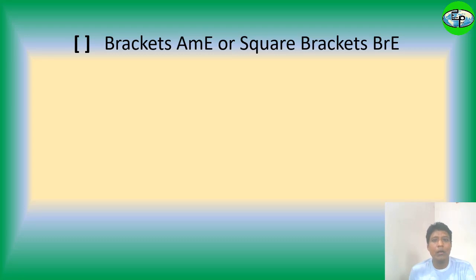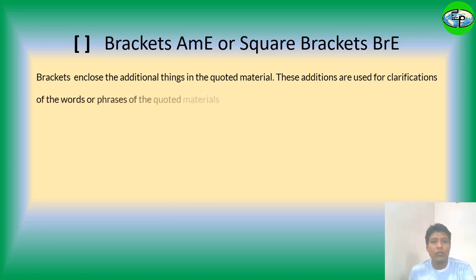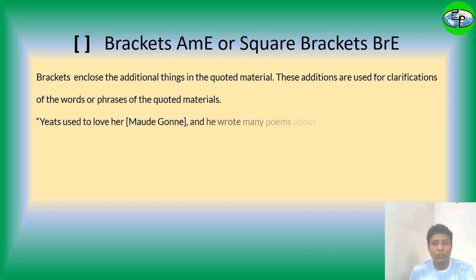Brackets in America, or square brackets in British English. Brackets enclose additional things in the quoted material. These additions are used for clarification of the words or phrases of the quoted material. Yeats used to love her [Maud Gonne], and he wrote many poems about her.